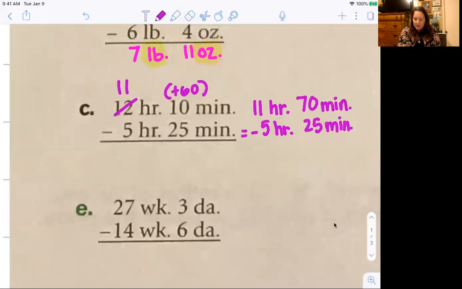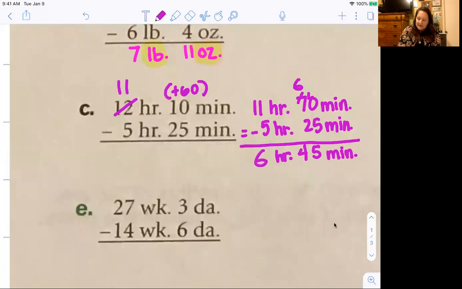Now I can do the subtraction. It's a little easier now. I'm going to go ahead and just put my labels first so I don't forget. That's probably a good practice if you want to start doing that. 70 minus 25, well, got to just do the subtraction. 10 minus 5 is 5. 6 minus 2 is 4. 11 minus 5 is 6. So my answer is 6 hours, 45 minutes.